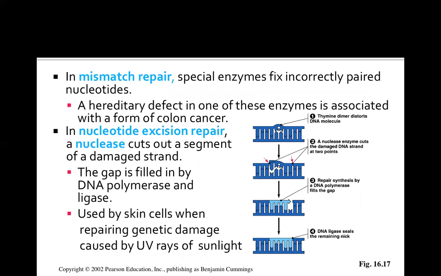In mismatch repair, special enzymes fix incorrectly paired nucleotides. Okay, so for example, there's a defect in one of these enzymes that's associated with a form of colon cancer. In nucleotide excision repair, a nuclease cuts out a segment of damaged DNA, and then DNA polymerase and ligase come in and fill the gap. This is used by skin cells when repairing genetic damage caused by ultraviolet radiation from sunlight. And tanning beds, don't use them.